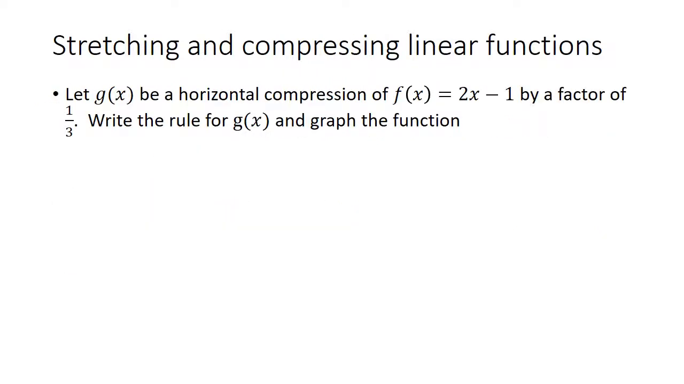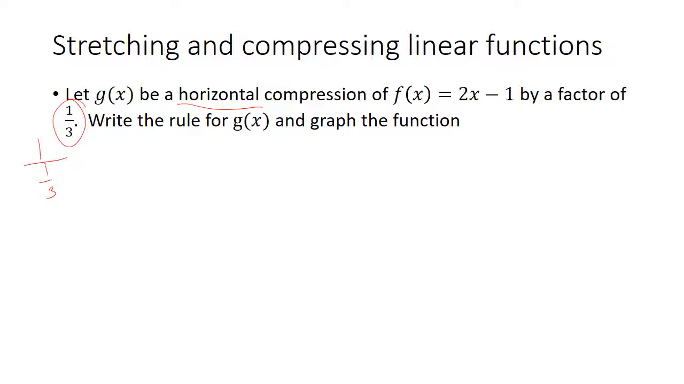All right, so let's do some. We have g of x. We want to do a horizontal compression of the f of x, 2x minus 1, by a factor of 1/3. Okay, so if it's a horizontal compression, we're going to use 1 over the factor. So we want 1 over 3, which would be a factor of 3.